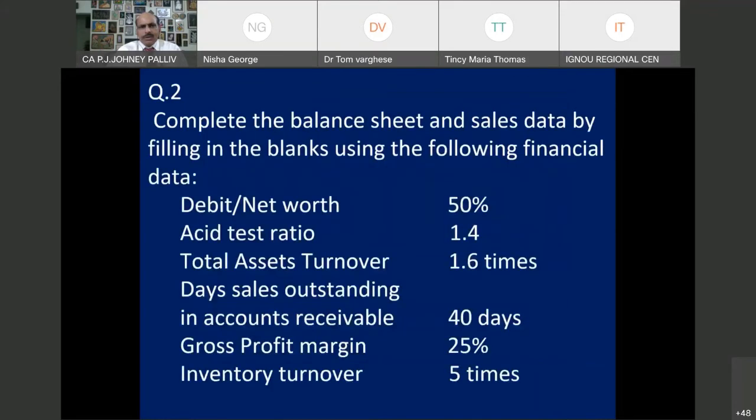What is the data given? Net worth, debt by net worth is 50%. Acid test ratio, what do you mean by acid test ratio? Acid test ratio is nothing but liquid ratio, 1.4. Total assets turnover ratio, 1.6 times. Days sales outstanding in accounts receivable is 40 days. Gross profit margin is 25%. Inventory turnover is 5 times.